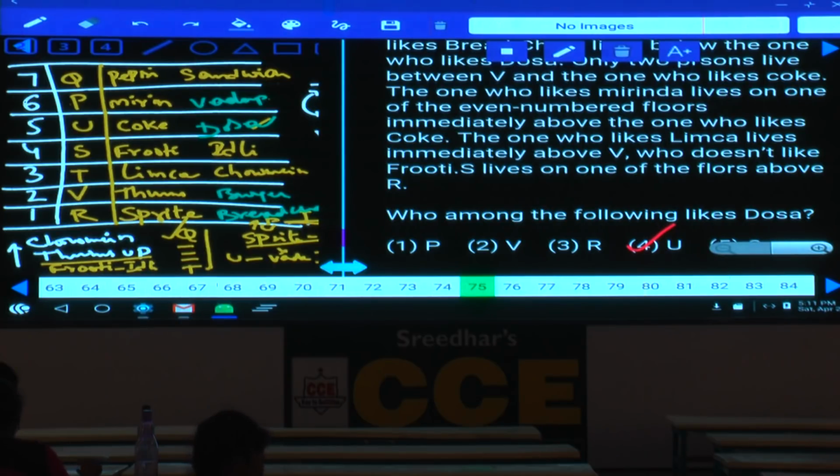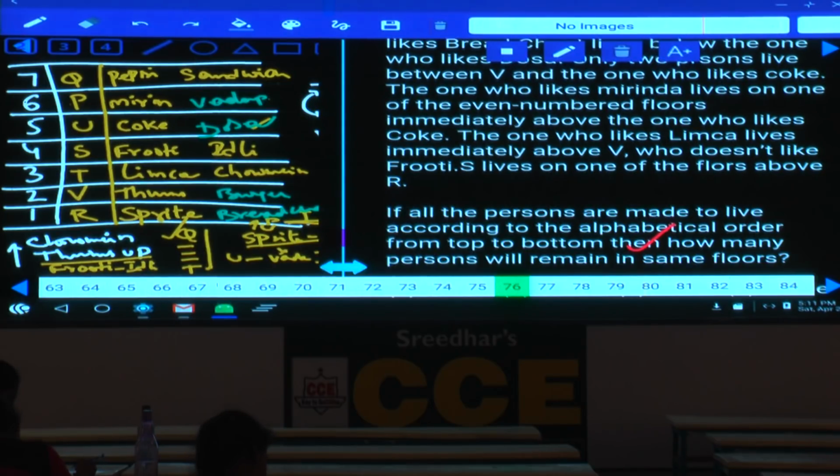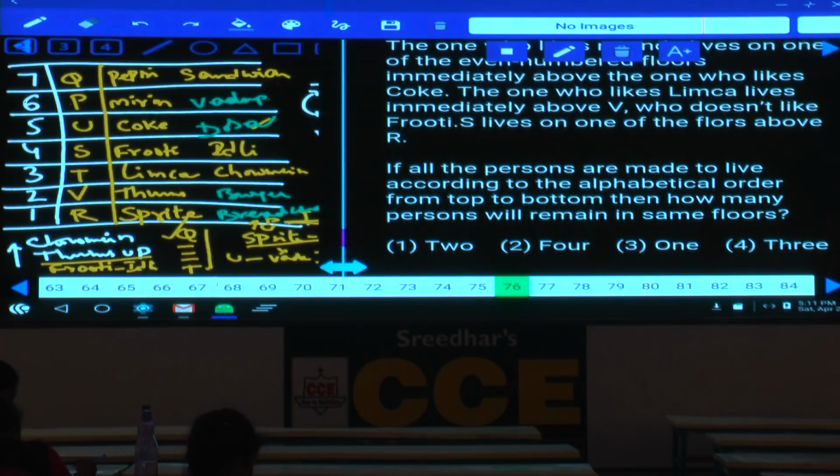Now question number 76 is also there. In 76, if all the persons are made to live according to the alphabetical order from top to bottom, then how many persons will remain on the same floor? Top to bottom, tell me who are the persons here? P, Q, R, S, T, U and V. Hence, how many persons, S and T, remain in the same place? Rather than rewriting this, you can start reading from the top. This is P, Q, R, S is matching, T, next U and V. Hence only 2 persons, that is choice 1. 76 is choice 1.